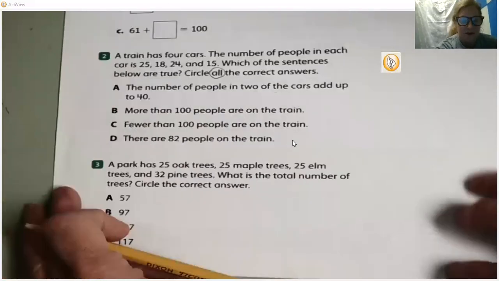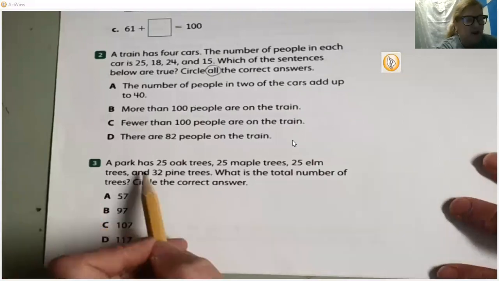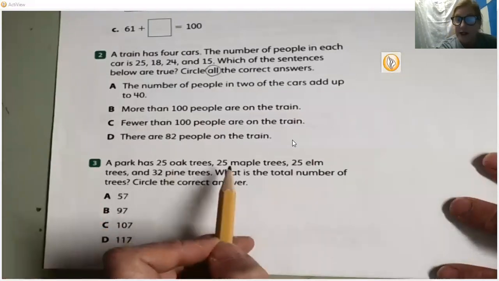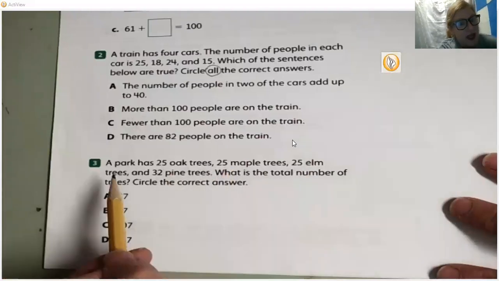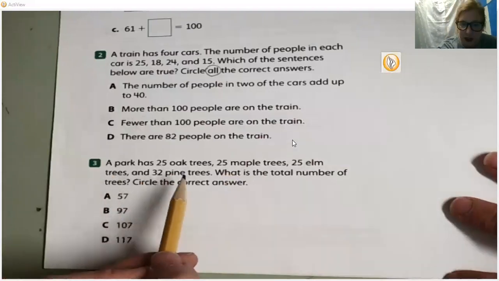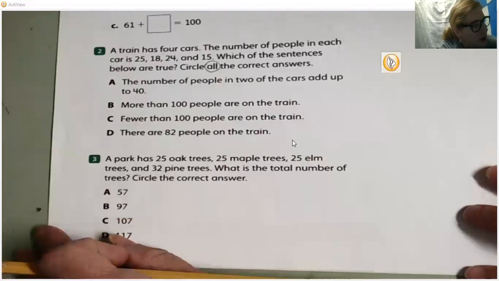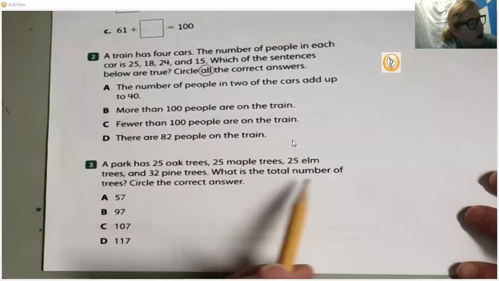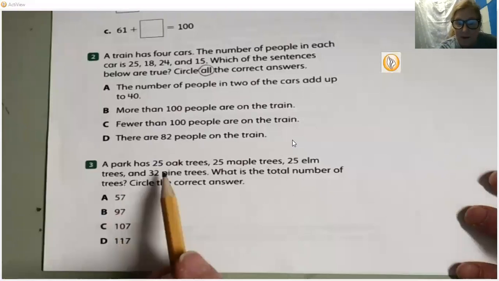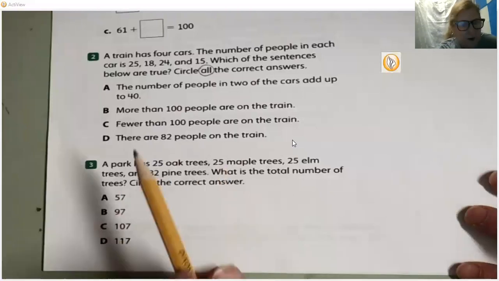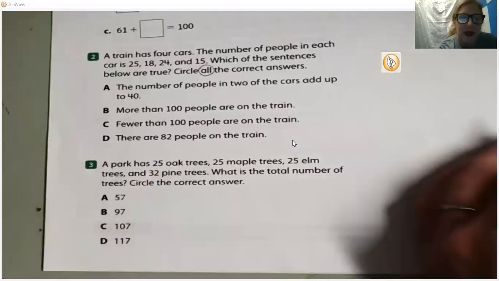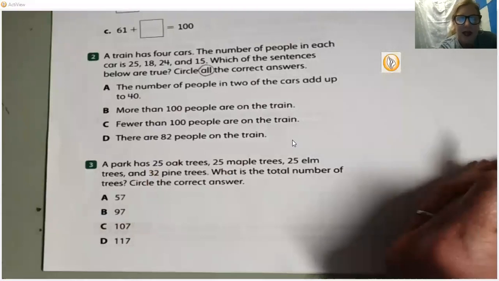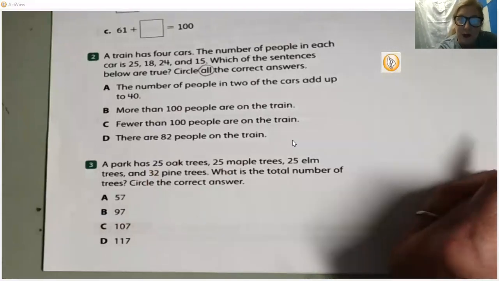Okay, number 3. A park has 25 oak trees, 25 maple trees, 25 elm trees, and 32 pine trees. Pine trees is special. So what is the total number of trees? Think of these as quarters, little hint there. Circle the correct answer. Okay, so go ahead and solve number 3. And when you return to the video, we're going to go over the answers for 1 through 3.